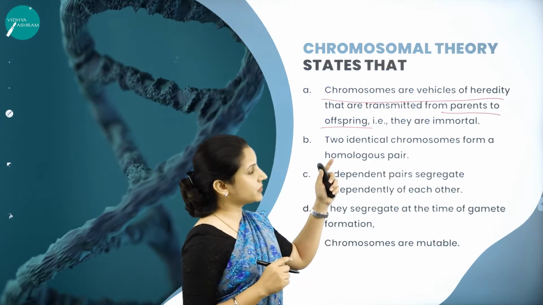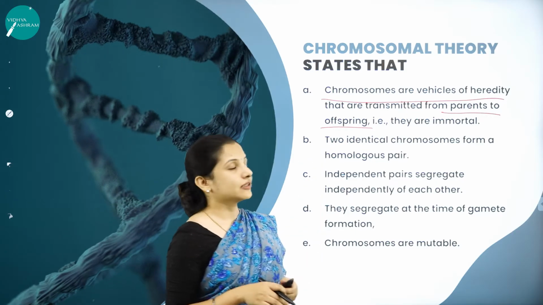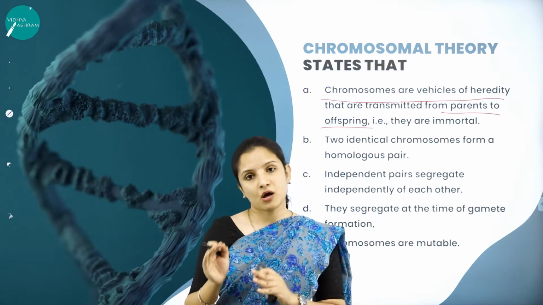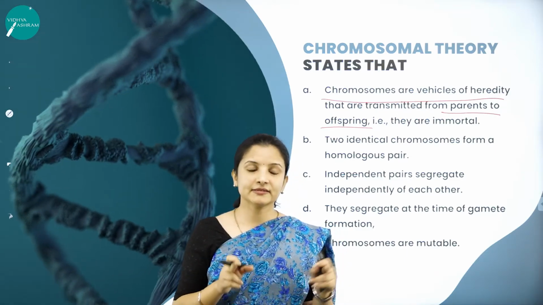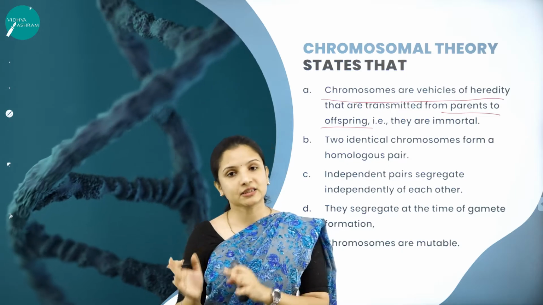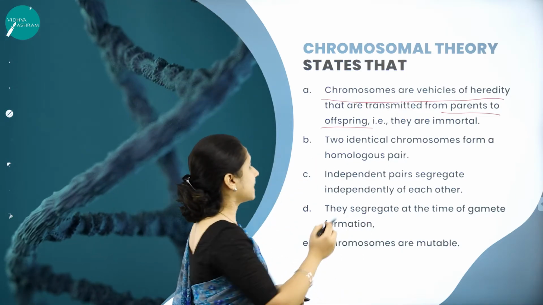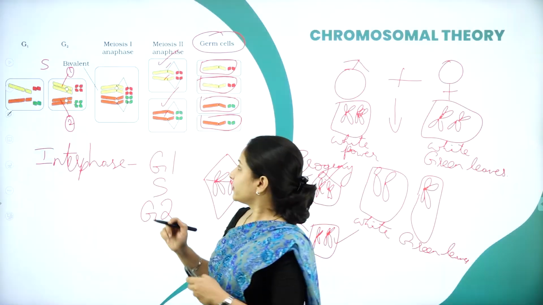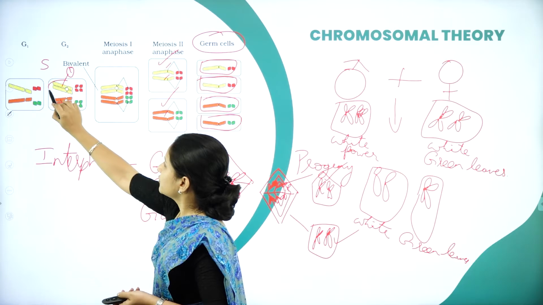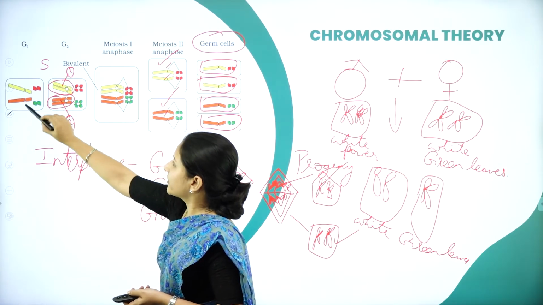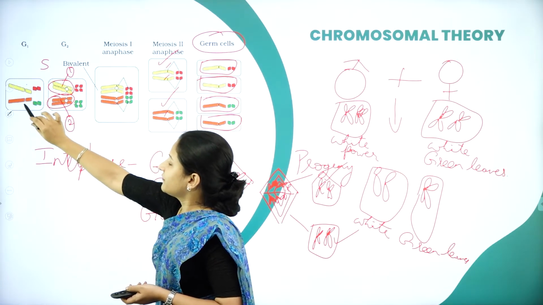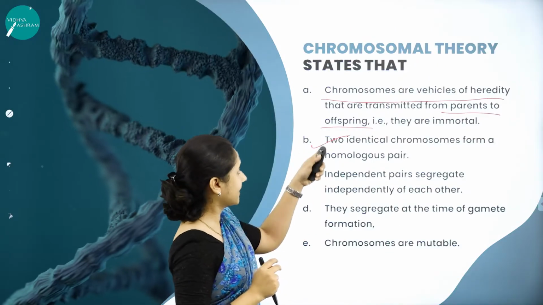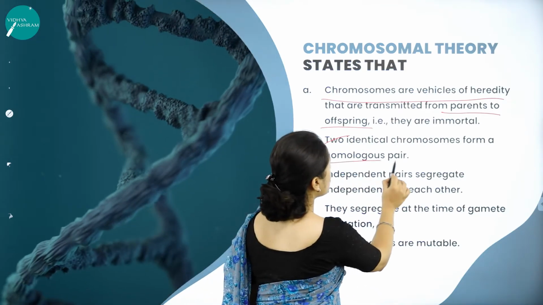So according to the chromosomal theory, chromosomes are the vehicles of heredity, and they are transferred from the parents to the offspring, and that is why the characters which are there in the parents are also expressed in the offspring. And they also said that two identical chromosomes form a homologous pair, as I showed you previously. So this is a homologous pair. So these chromosomes are different. Two identical chromosomes form a pair. So that is the second character.